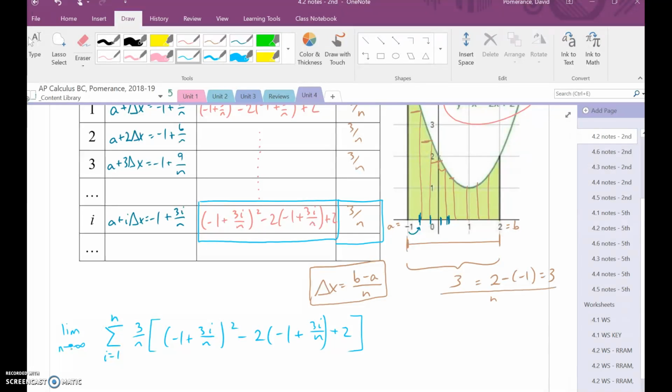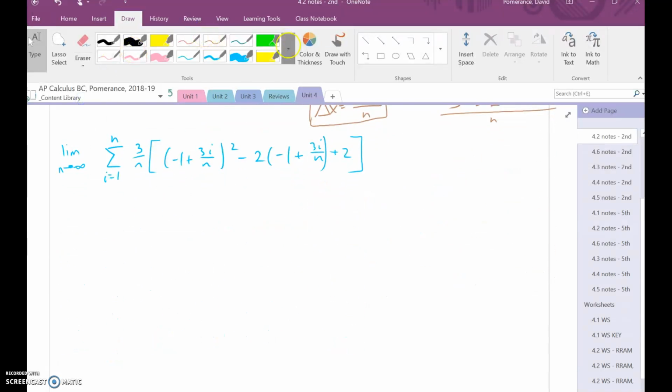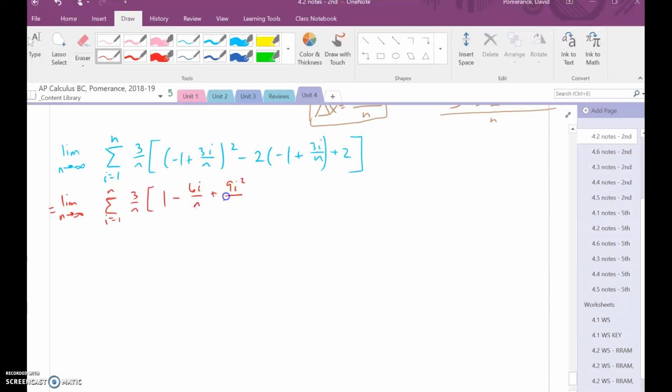From here, it's a whole mess of algebra, but we just take it one step at a time. We will start off by expanding the expression inside the brackets. So we've got this binomial squared is 1 minus 6i over n plus 9i squared over n squared. Distributing this negative 2, we get a positive 2 minus 6i over n. And we still have a plus 2 right here.